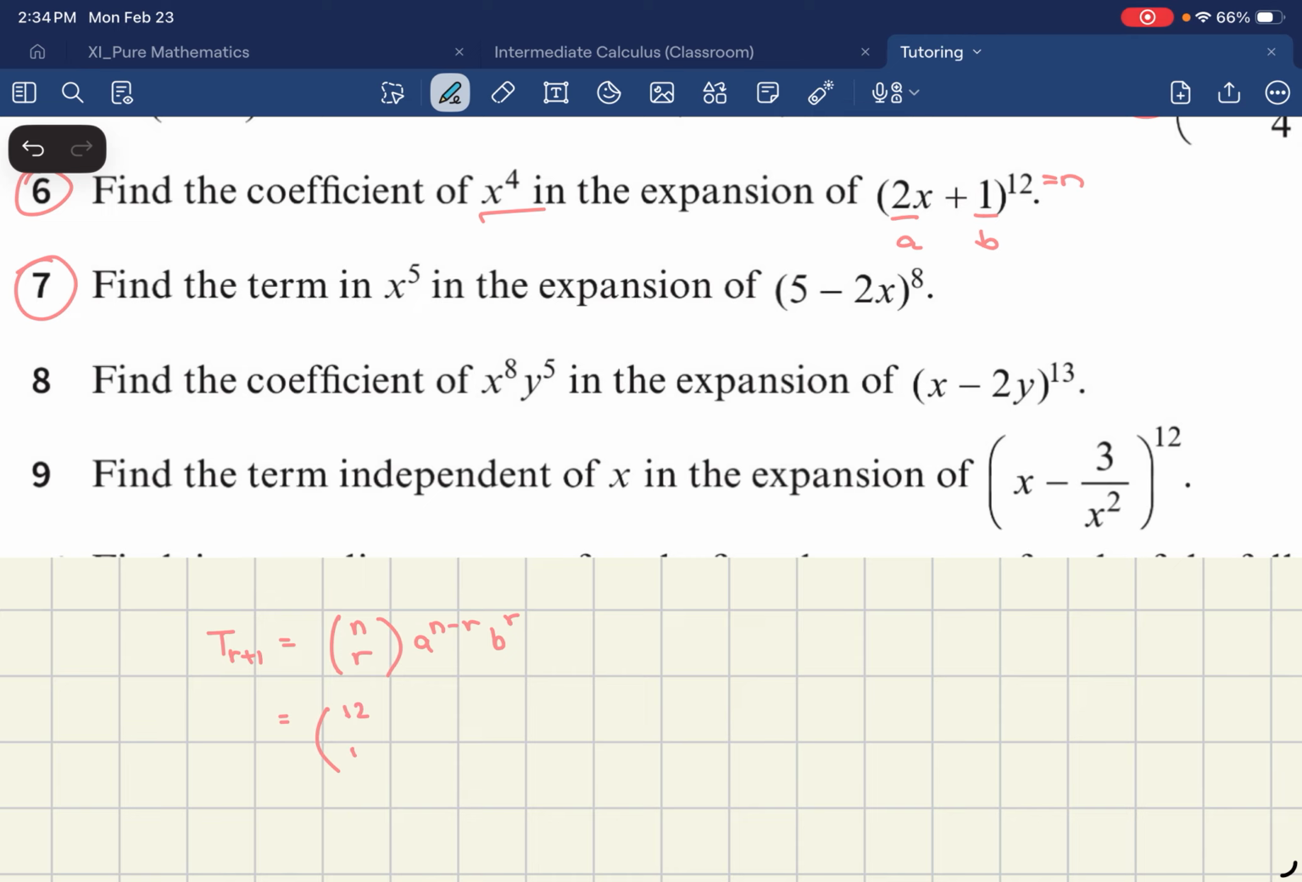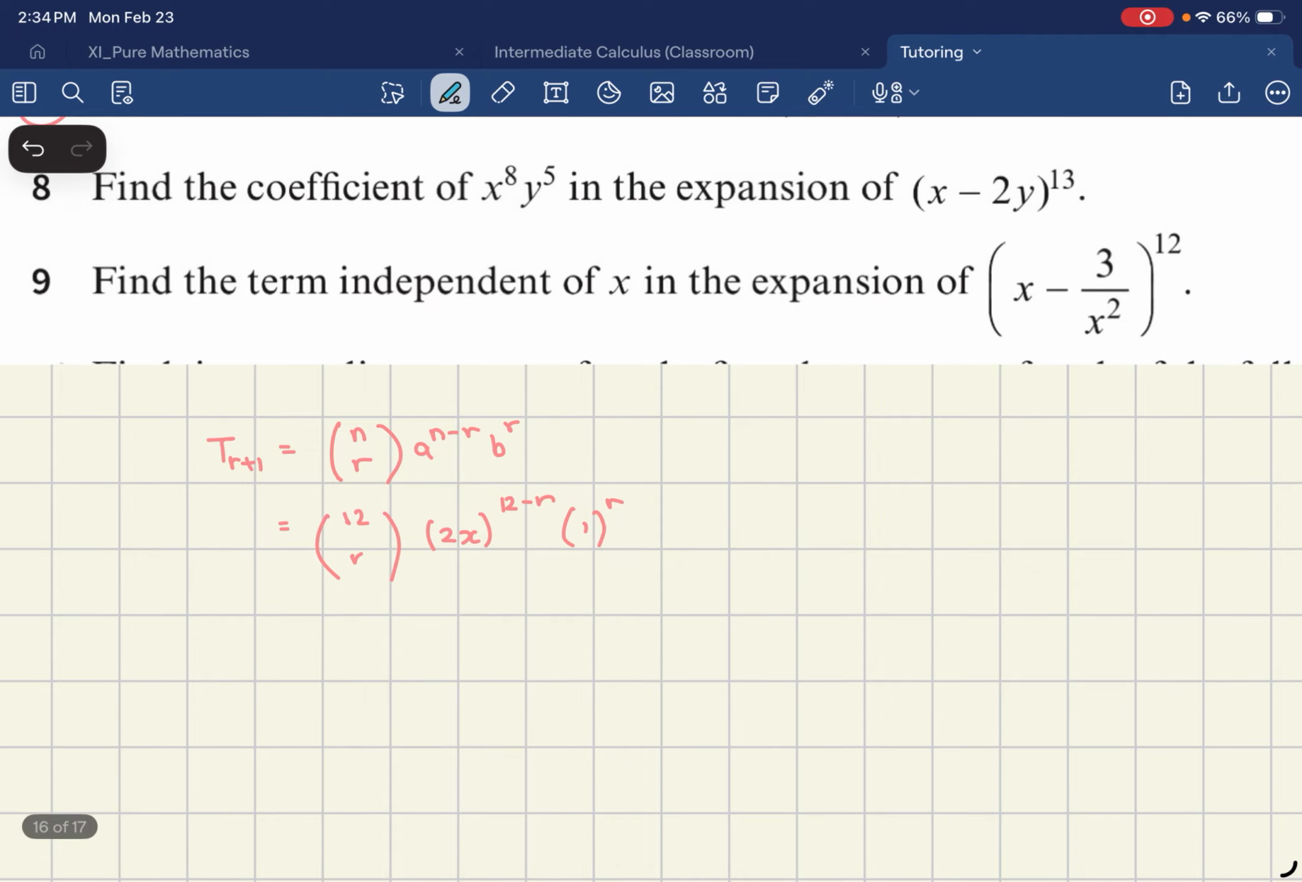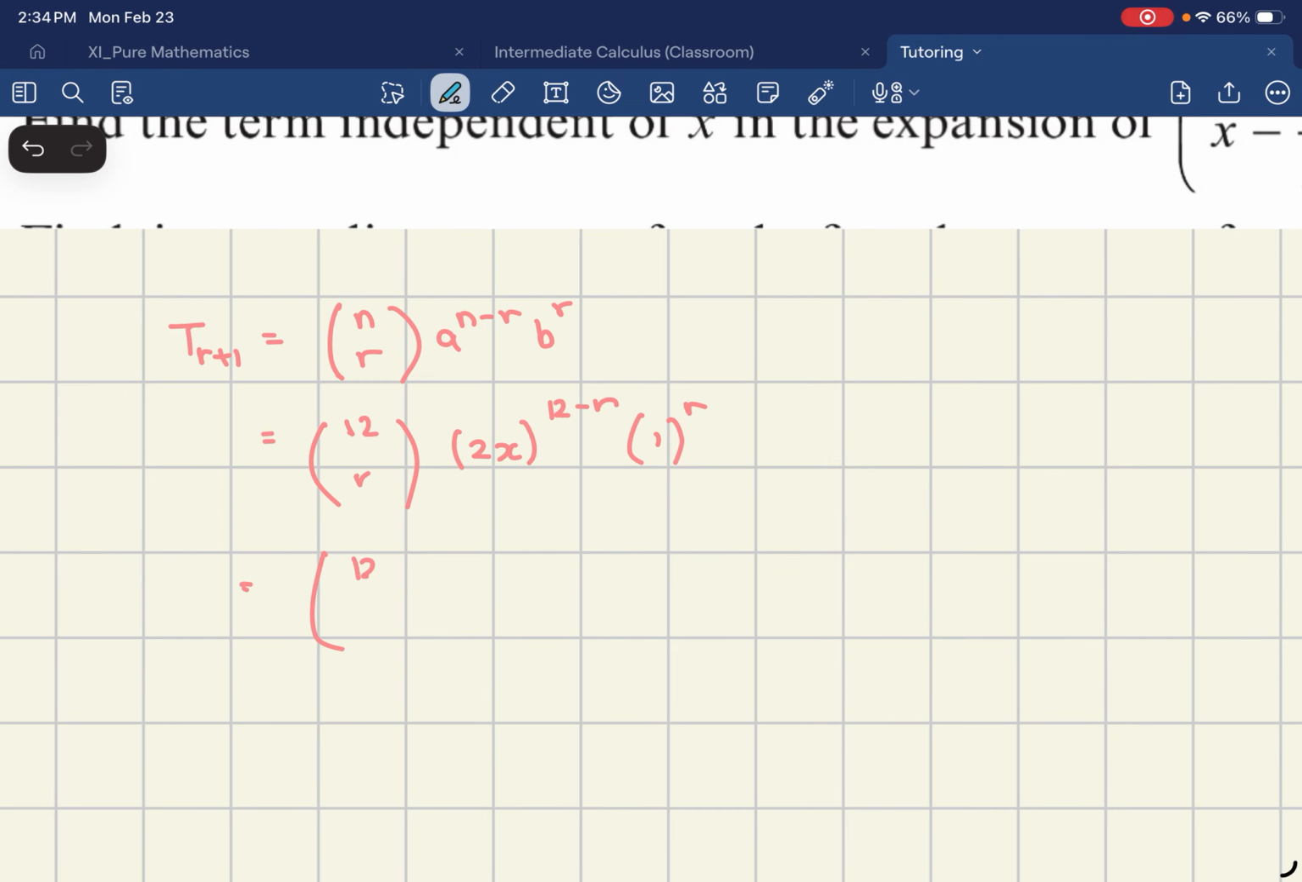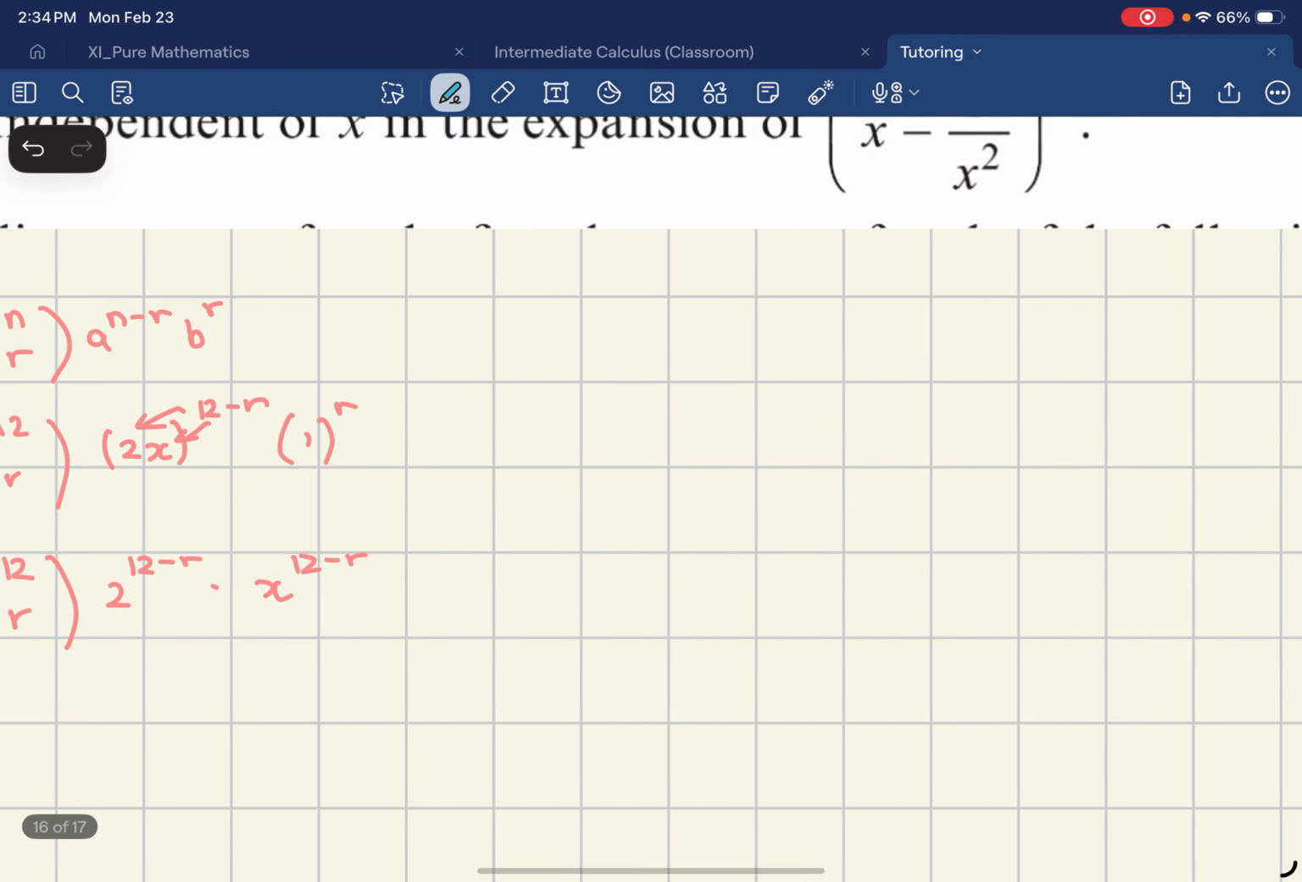So 12 choose r, 2x to the power 12 minus r, right? And then b is just 1 to the power r. So we have 12 choose r, 2 to the power 12 minus r times x to the power 12 minus r. So I'm just distributing the powers here. And I want to find the coefficient of, this has to be equal to x to the power 4. So 12 minus r has to equal 4, and therefore r is equal to 12 minus 4.